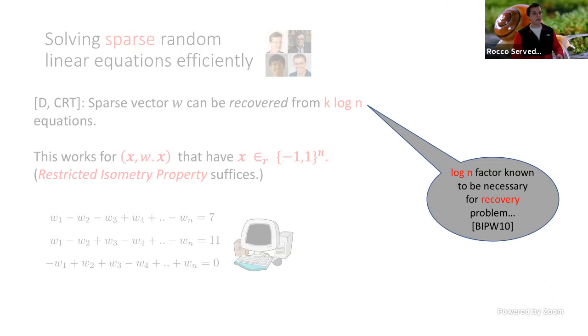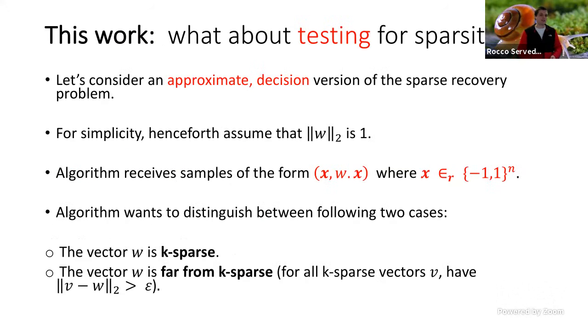So this gives rise, I think, to a pretty natural question, which is, what if we relax our standards? We want to stay in the sparse recovery framework, where that's the kind of data that we're working with, but we want to only solve a testing type problem. We want to solve the approximate decision version of the sparse recovery problem. So here's how I think you could naturally set things up.